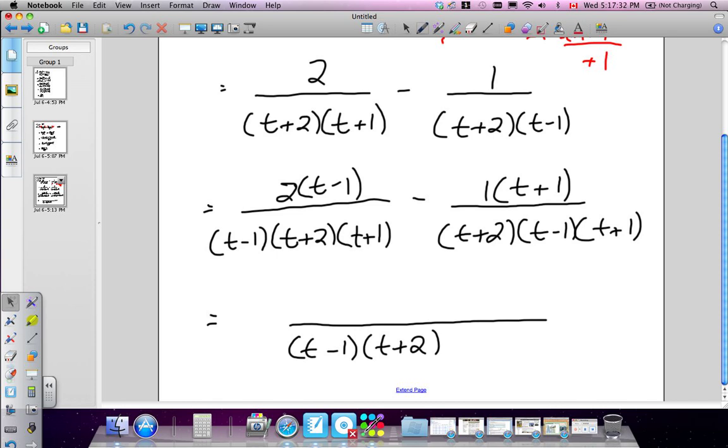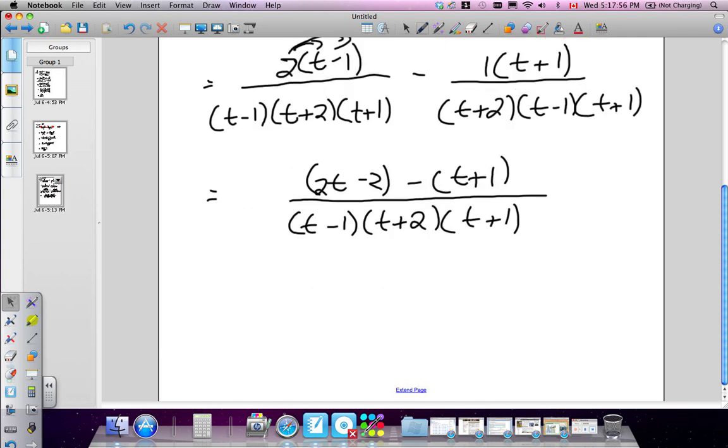This is going to become 2t minus 2, and I multiply like this. Does that make sense? Okay, so I have 2t minus 2, I'll put that in brackets, subtracted by t plus 1. Now I just have to simplify the top. It's a negative sign, so I can drop the brackets, but what's going to happen is these will become opposites. So it's going to be minus t minus 1. Does that make sense? And the bottom's still the same.